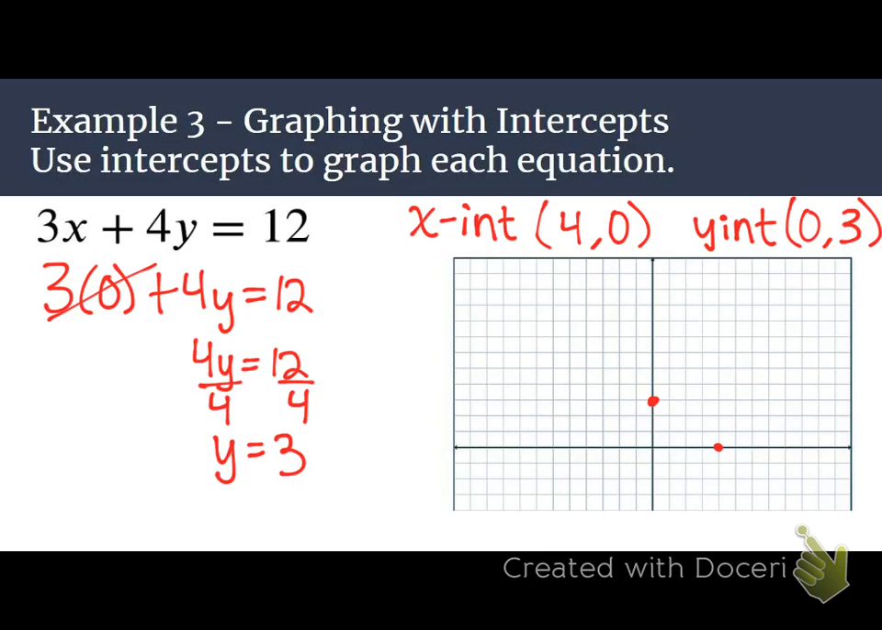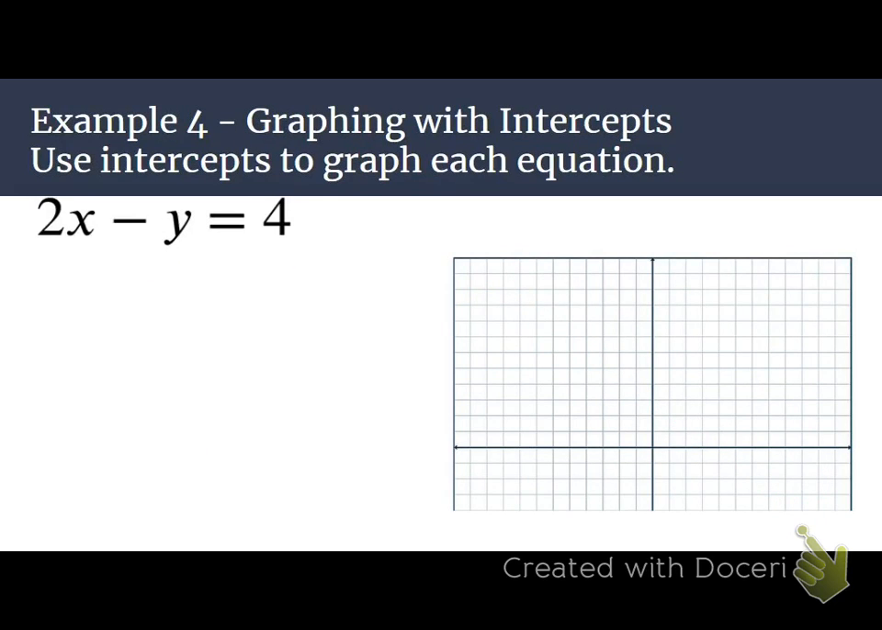Now I have 2 points. I can put a line to go through them. Again, all the way through our graph with arrows on the ends. Questions about example 3? Nope. Okay.